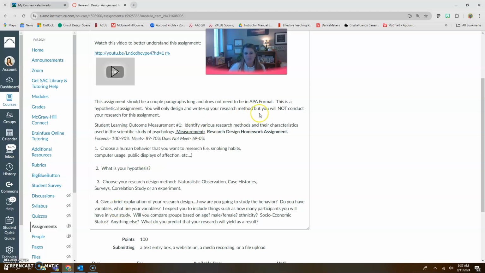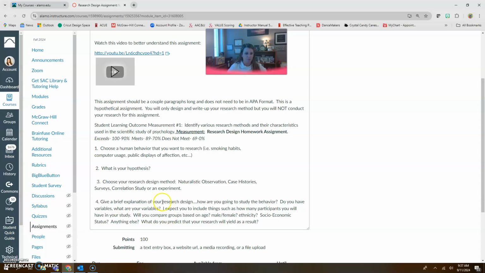It does not have to be in a particular format. You likely will not have a reference because you really are designing your own research. And a key important factor is that you're not actually doing the research. You're just writing it out for me, of how you would study a particular human behavior.